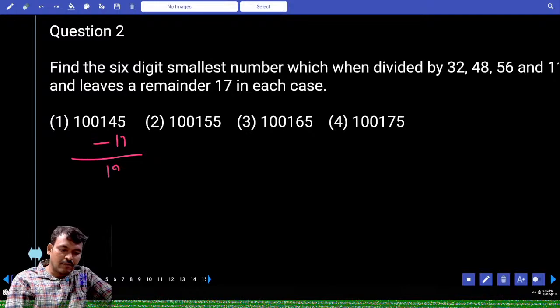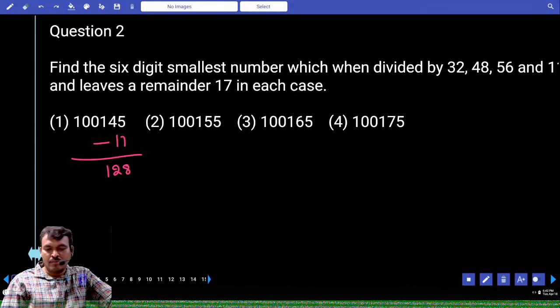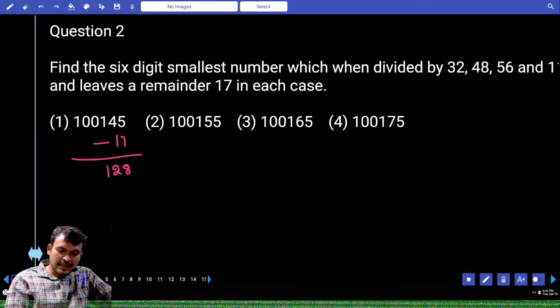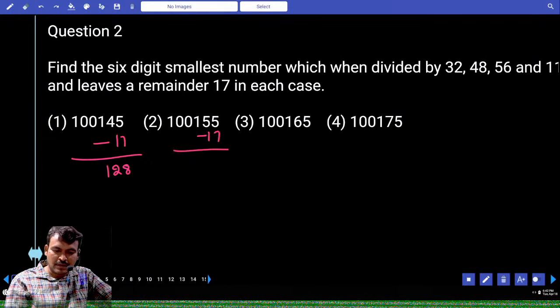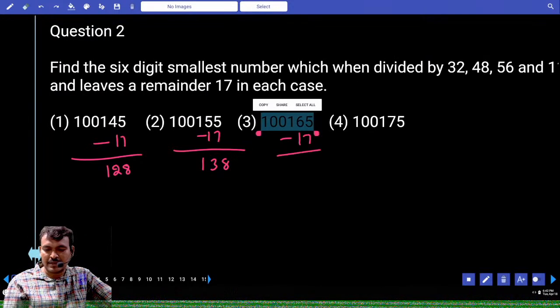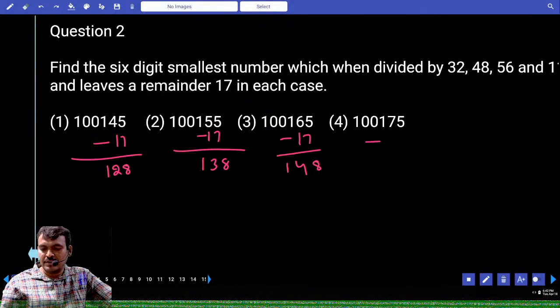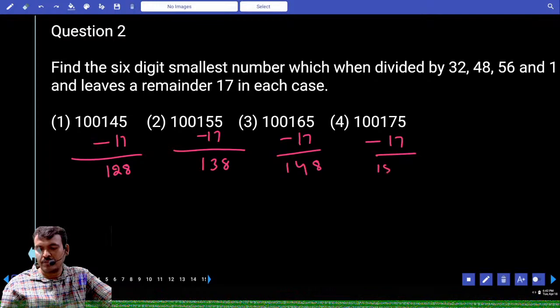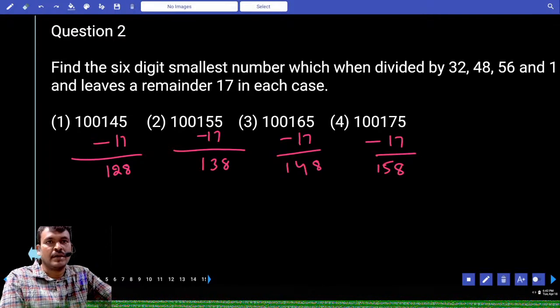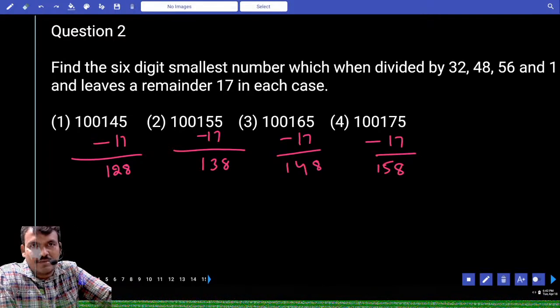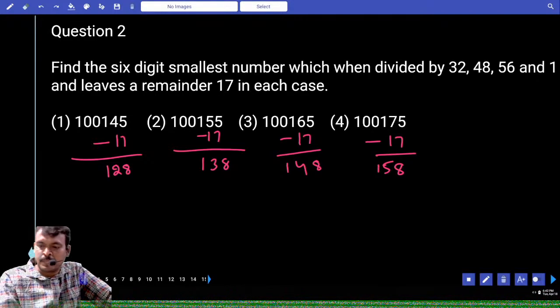The last 3 digits are 128, because all the options have the same first 3 digits, or not? Next, the second option, subtracting 17. What is the remaining? 138. Out of 165, subtracting 17, what is the remaining? 148. Out of 175, subtracting 17, what is the remaining? 158. In all the cases we take the last 3 digits.